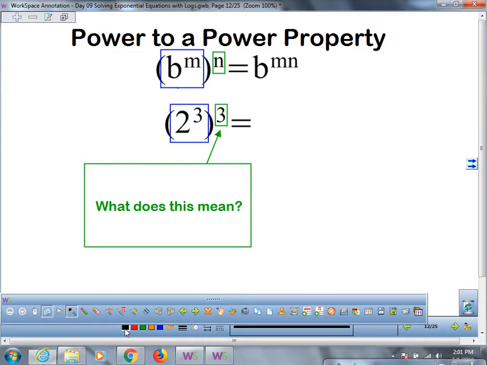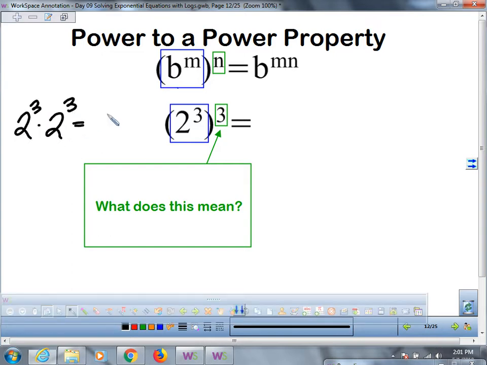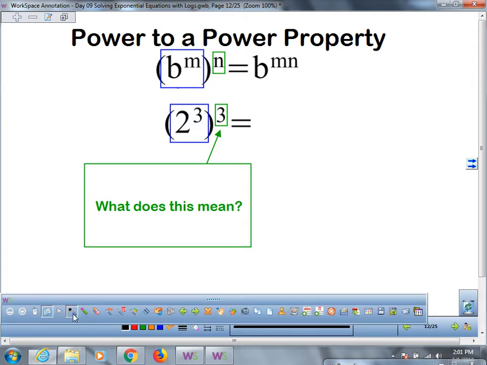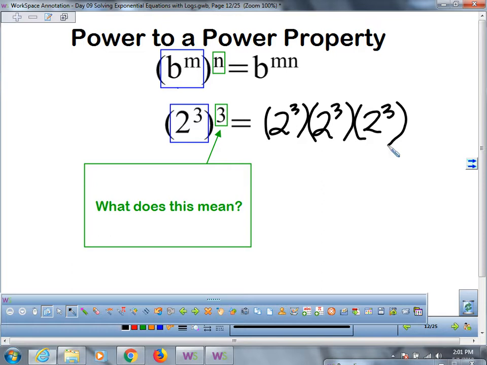What's the most common error with this? Adding them. 2 to the 3 to the 3 is not 2 to the 6. 2 to the 3 times 2 to the 3 makes 2 to the 6. Because this is 3 2's and another 3 2's, which makes a total of 6 2's, right? 2 cubed is 2 cubed times 2 cubed times 2 cubed, correct? Which makes 2 to the 9th.